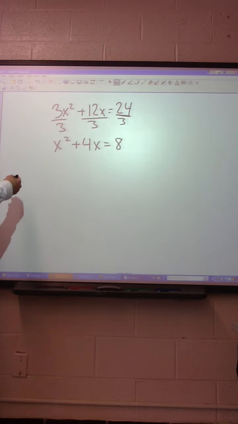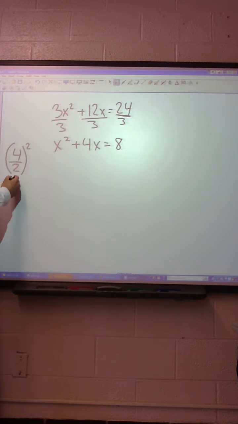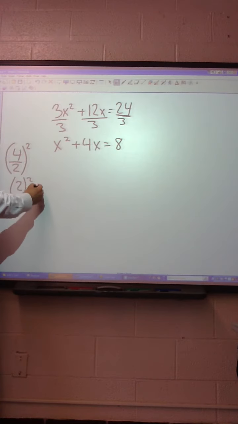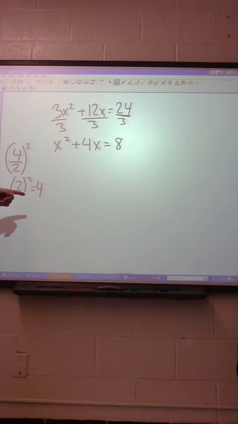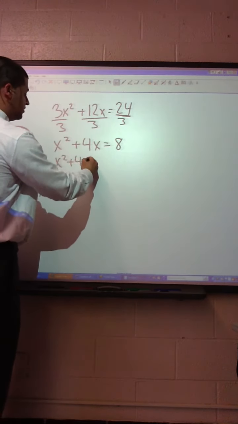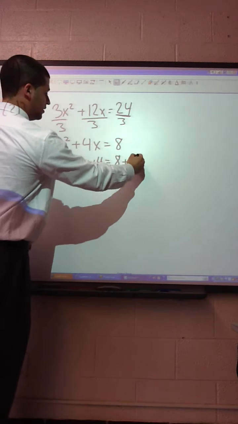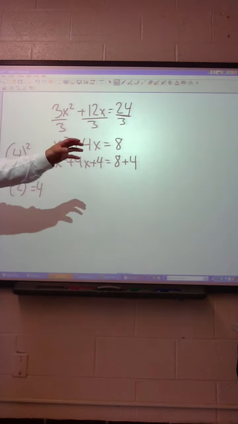Now we have 4 over 2. That's our b over 2, and we have to square it. So b over 2 becomes 2 squared, which is 4. This is what we'll end up adding for our two binomials when it's like x plus 2 squared. So we'll have x squared plus 4x plus 4 equals 8 plus 4, right? We add that to both sides.